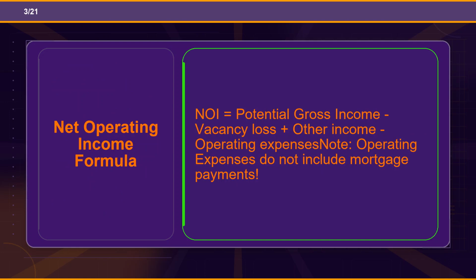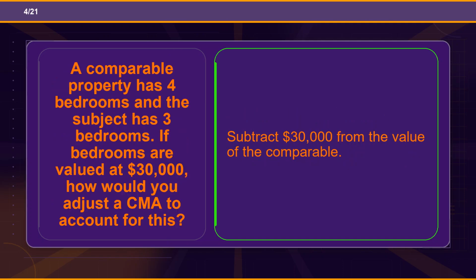Flashcard 3. Term: net operating income formula. Definition: NOI equals potential gross income minus vacancy loss plus other income minus operating expenses. Note: operating expenses do not include mortgage payments. Flashcard 4. Term: a comparable property has 4 bedrooms and the subject has 3 bedrooms. If bedrooms are valued at $30,000, how would you adjust a CMA to account for this? Definition: subtract $30,000 from the value of the comparable.